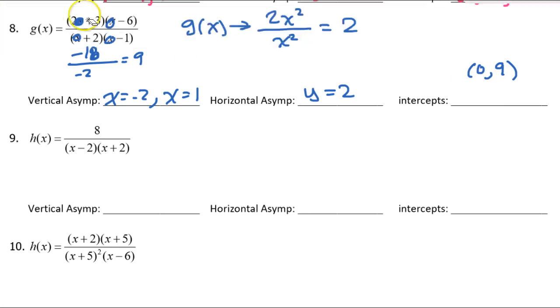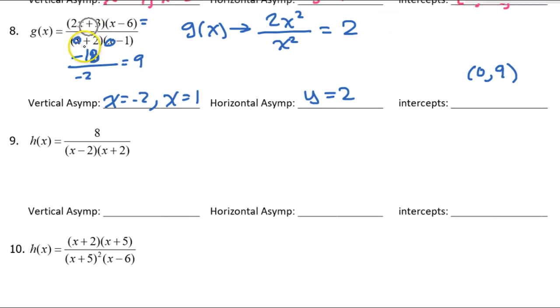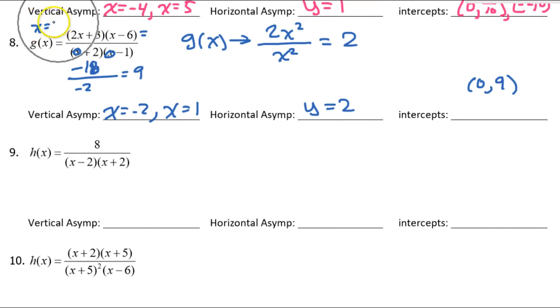Now, the x-intercepts come from setting the numerator equal to 0. All right, if I set this equal to 0, I will have negative 3 over 2 from the first factor, and I'll have x equals positive 6 from the second factor. So that's going to give me negative 3 over 2 comma 0 and 6 comma 0.